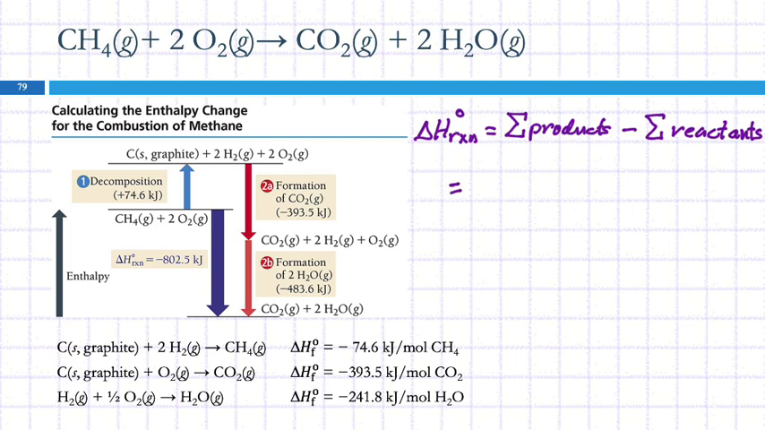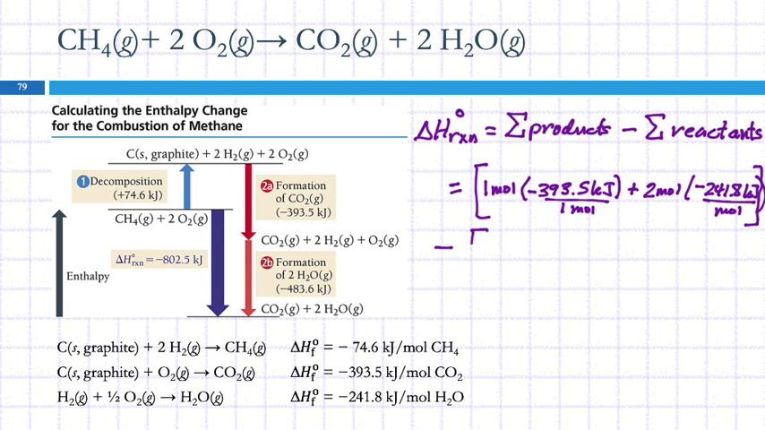So in this equation, I have 1 mole of carbon dioxide, so 1 mole of carbon dioxide times the heat of formation of carbon dioxide, kilojoules per 1 mole. And my other product is water. I have 2 moles of water, and the heat of formation for water is minus 241.8 kilojoules per mole. So those are my products.